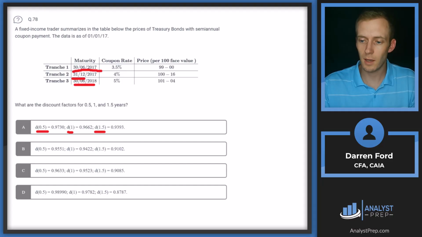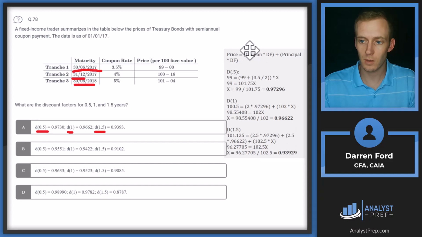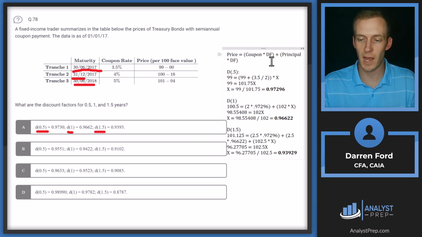So let's pull in some more info here, and then we'll start looking at how to calculate that. Essentially what we're going to be doing is setting our price equal to each of the coupon payments multiplied by the discount factor. And then we're going to do that for each of the coupons, and then we're going to add in the principal multiplied by the discount factor. So we're given price in all these instances, and the coupon and the principal. So we're going to need to set our discount factor variable as X, and then do some algebra to figure it out.